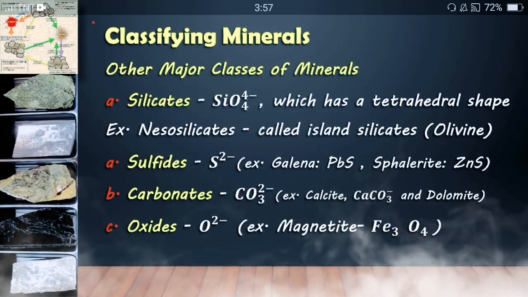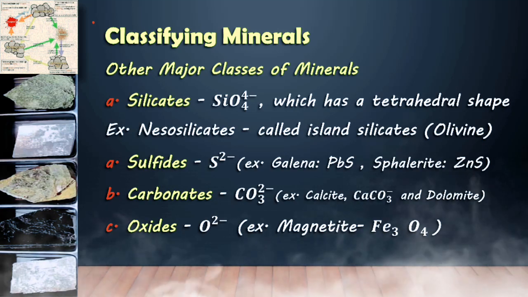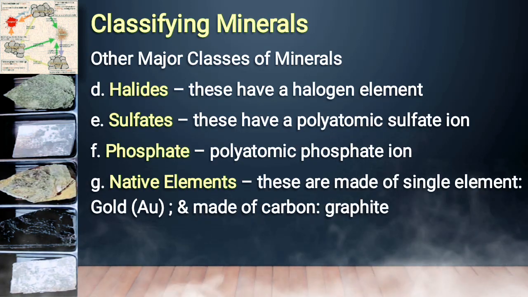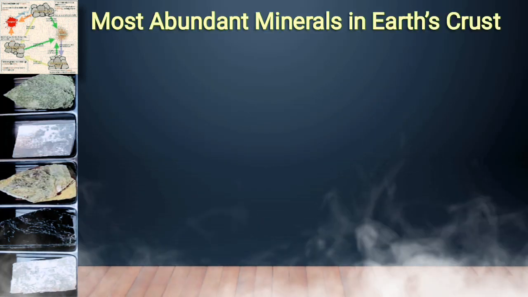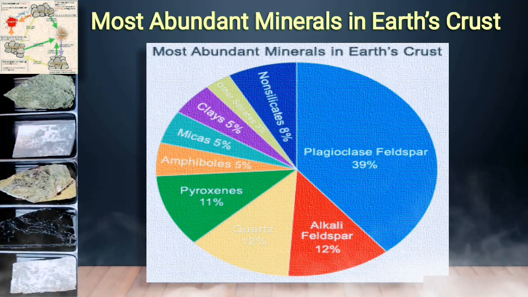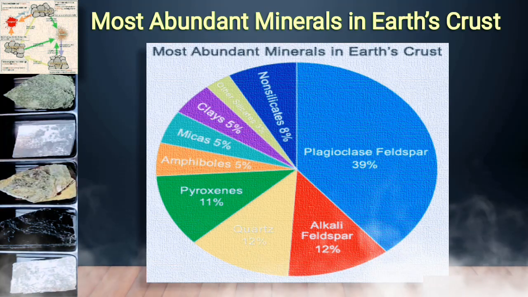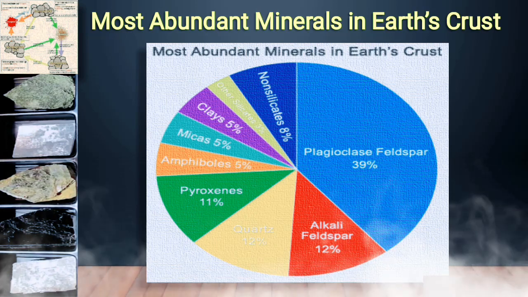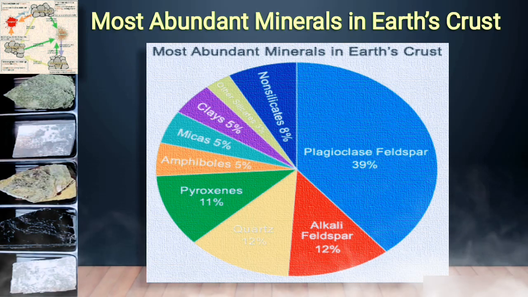Other major classes of minerals are silicates, sulfides, carbonates, oxides, halides, sulfates, phosphates, and native elements. These are the most abundant minerals in Earth's crust. So we have here an illustration wherein plagioclase feldspar makes up 39% of minerals in the Earth's crust, followed by alkali feldspar and quartz, which make up 12%, and pyroxene 11%, and then we have the non-silicates 8%, and then clays, micas, and amphiboles at 5%, and the other silicates at 3%.